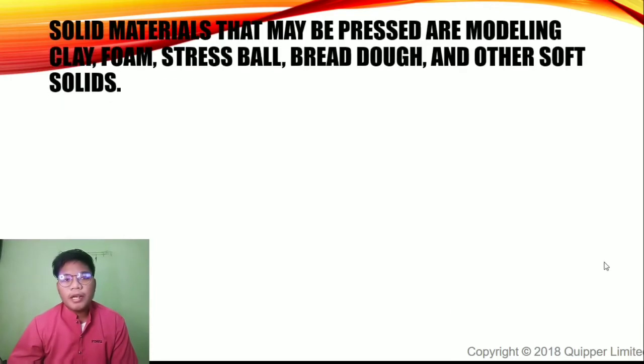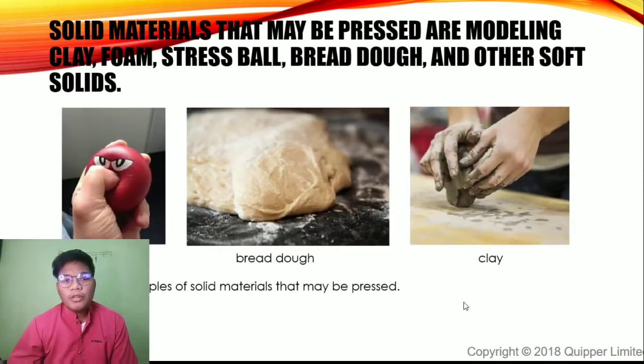Solid materials that may be pressed are modeling clay, foam, stress ball, bread dough, and other soft solids. Pressing is useful, especially for metals, for changing them into sheets for different applications. An example is aluminum metal being pressed to form aluminum foil, which can be used for food packaging.